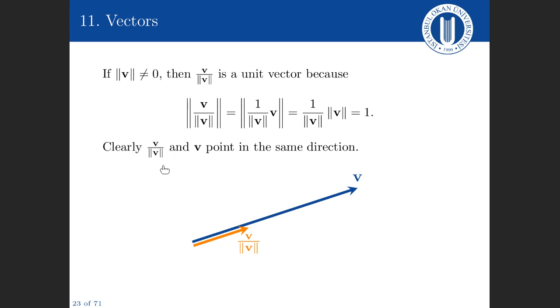So we have these two vectors, v divided by the norm of v, and v, and they might look like this in this picture. They point in the same direction. The orange vector has length 1. The orange vector is a unit vector. Anytime we have a non-zero vector and we want to create a unit vector pointing in the same direction, we use this idea. We take our vector and we divide by the norm of the vector.